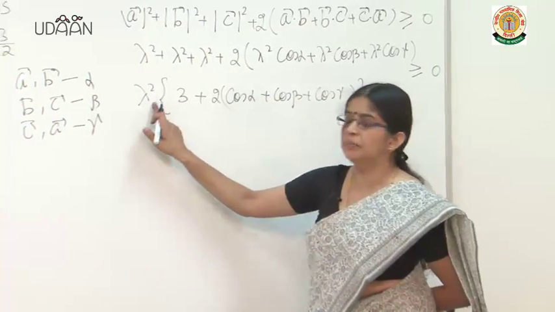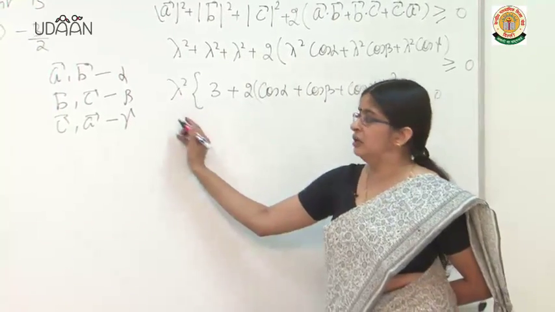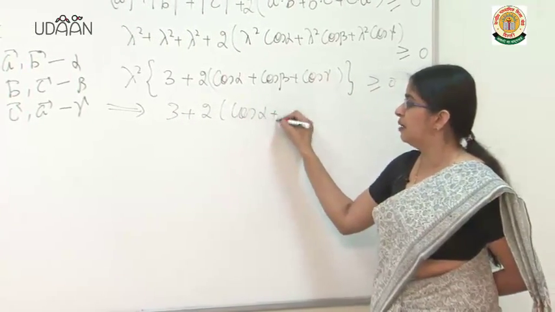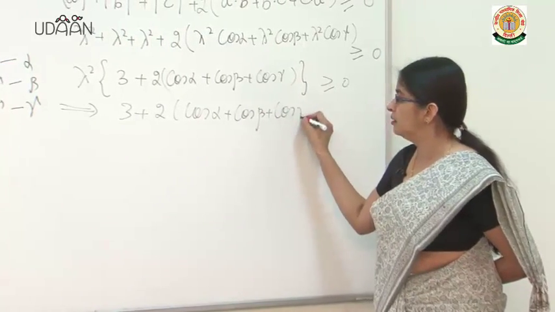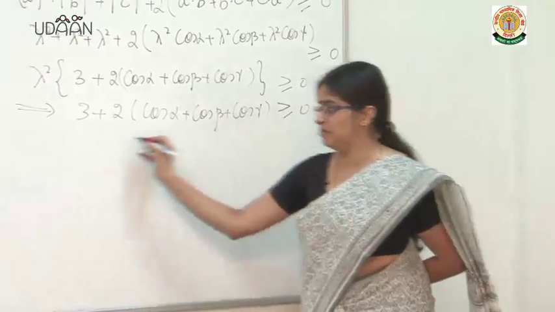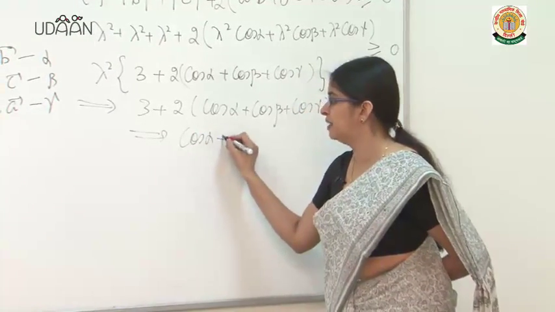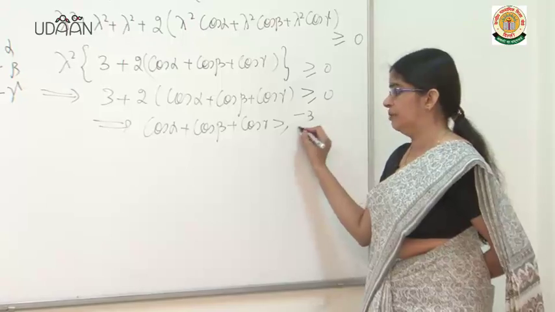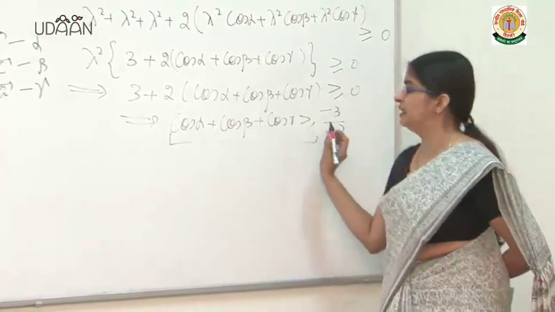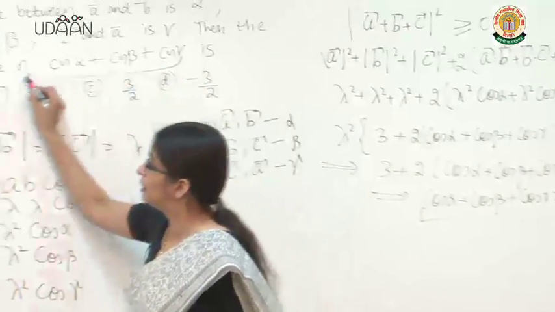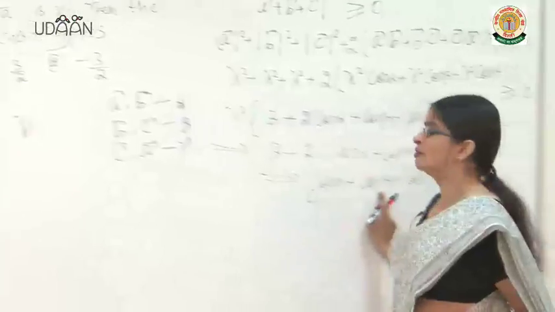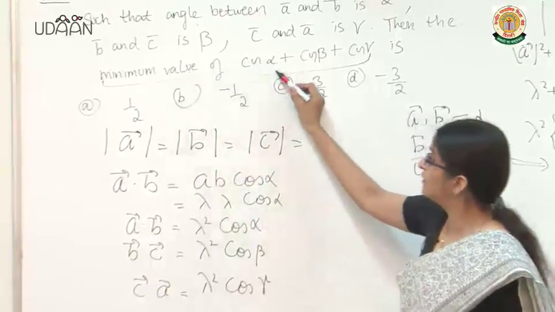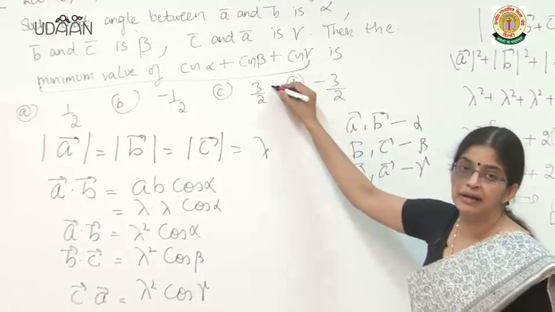Lambda square, as we know, is always positive, being a perfect square. So without loss of generality, I can write the next step as 3 plus twice cos alpha plus cos beta plus cos gamma greater than or equal to 0. From here, we get cos alpha plus cos beta plus cos gamma greater than or equal to minus 3 by 2. That means the minimum value of cos alpha plus cos beta plus cos gamma is minus 3 by 2.